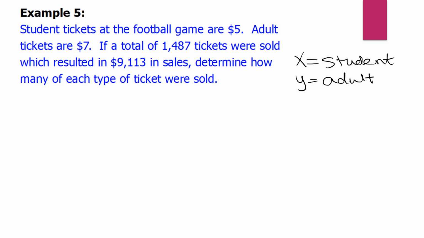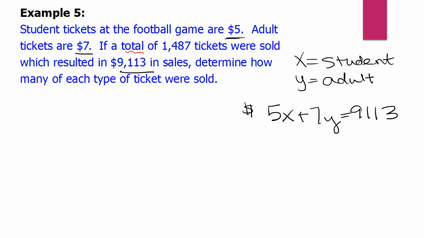The first one tells me that the student tickets are $5. Okay, so I'm going to write a money equation. I've got $5 per student ticket plus $7 for an adult ticket, and that will equal the total amount of sales, $9,113. Okay. My next equation I'm going to use is to determine the total number of tickets sold.